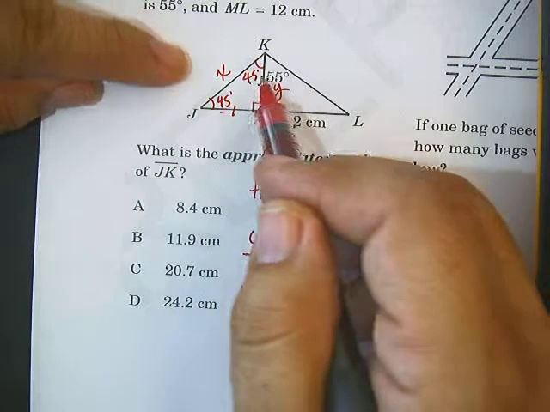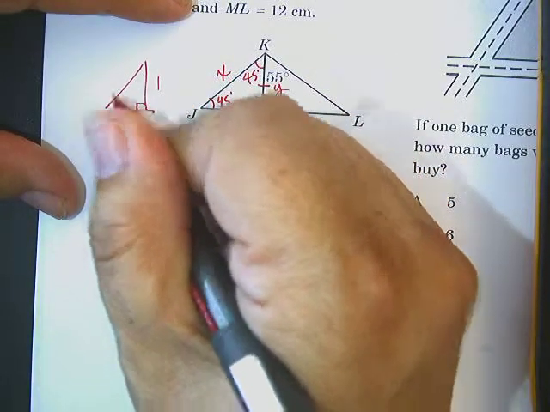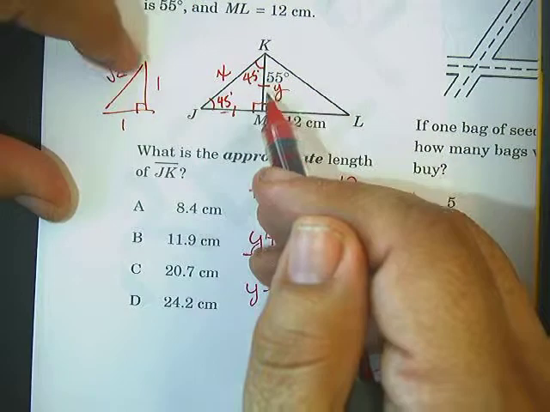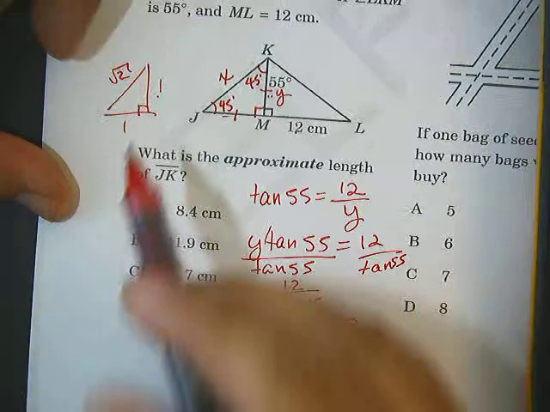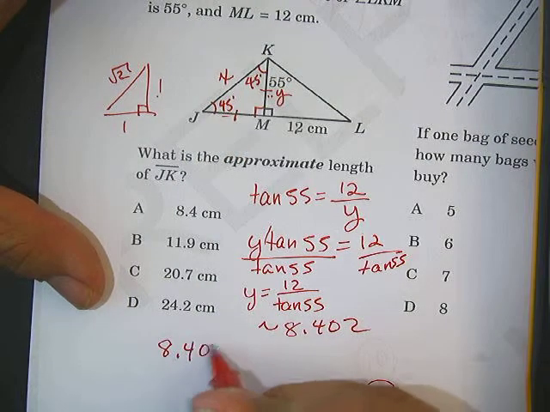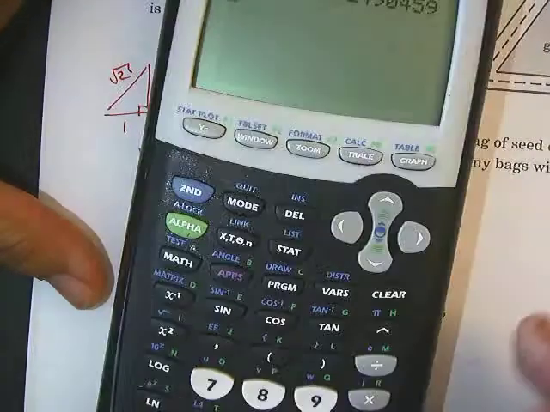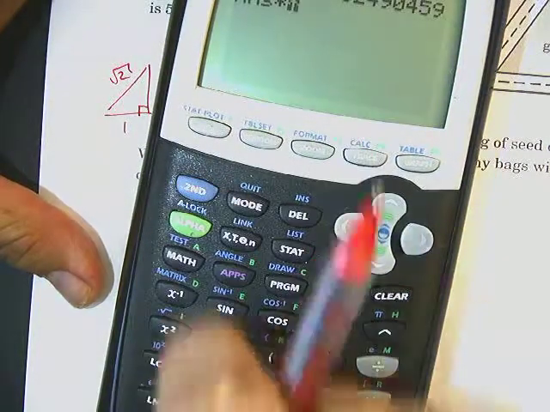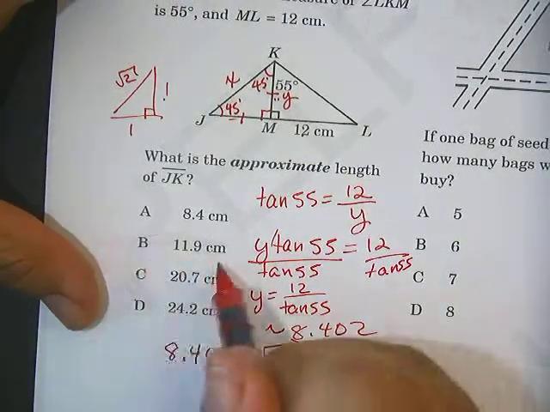So if y is 8.402, there are two ways I can do this. I can use similar right triangles. 1, 1, square root of 2. So if I go 1 times 8.402, square root of 2 times 8.402, I know my answer is 8.402 times the square root of 2. So I can just take my calculator and go times second square root of 2. 11.88, which is this one.